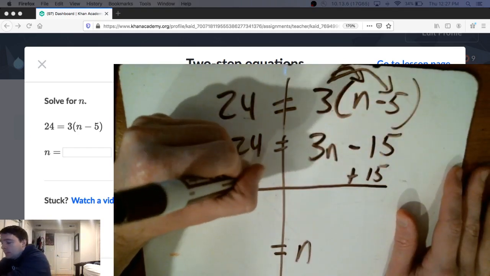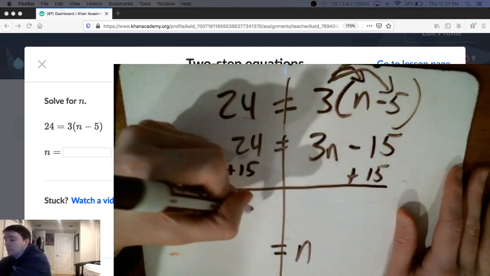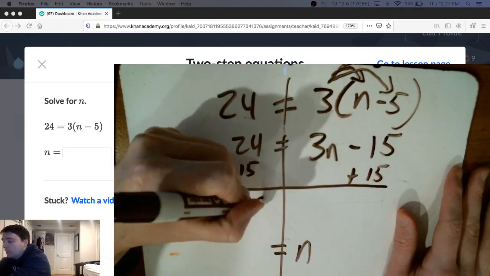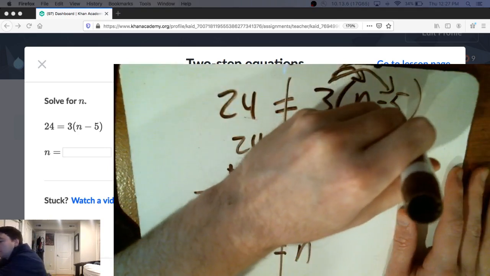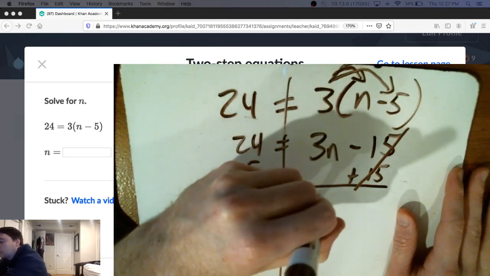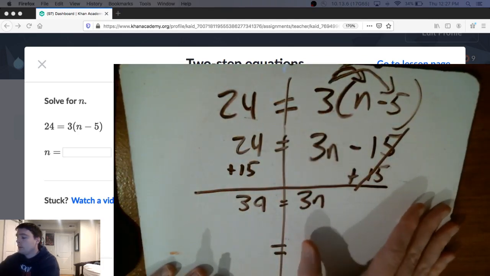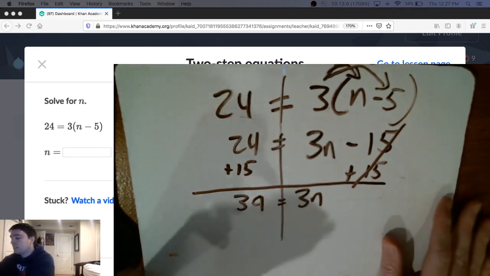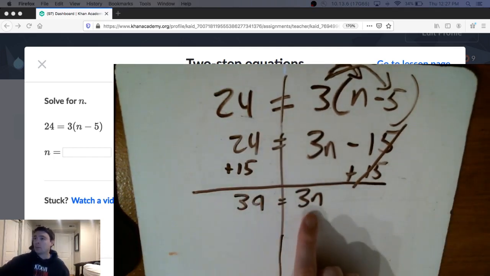I add 15 to the left side as well. 24 plus 15 would give us 39. The negative 15 cancels out with the positive 15, so we have 39 is equal to 3n. Now remember, my goal here is to get the n isolated all by itself. I'm close. Now I have just 3n on the right side of the equation.